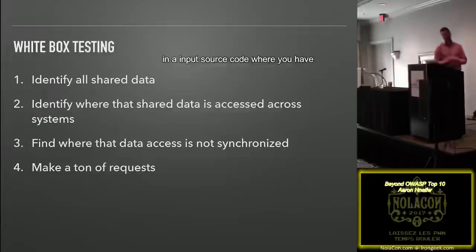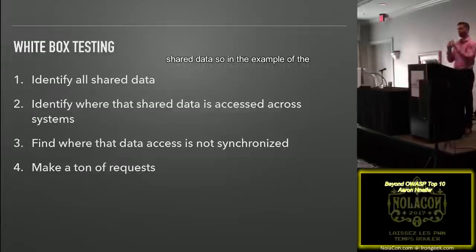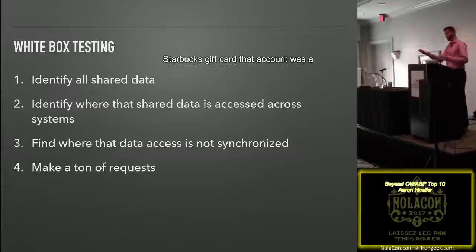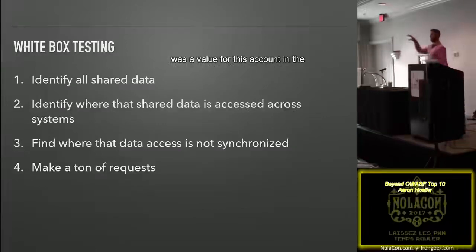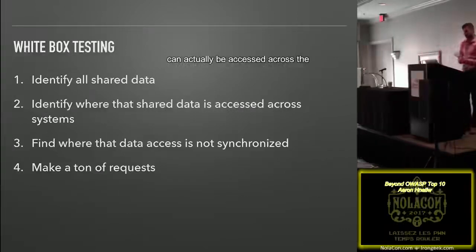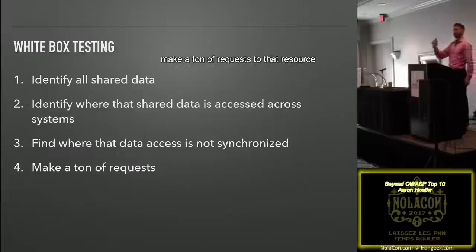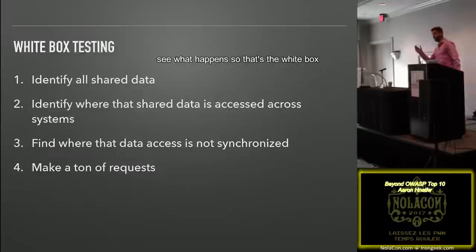So if you look for places in the source code where you have shared data, in the example of the Starbucks gift cards, that account was a shared resource in the database. It was a value for this account in the database that can be accessed many, many times at once. That is a shared value. Identify that and then see where it can actually be accessed across a number of systems. And then if it's not synchronized, and I'll get to how to synchronize it in a minute, you will go and make a ton of requests to that resource and see what happens. So that's the white box method.